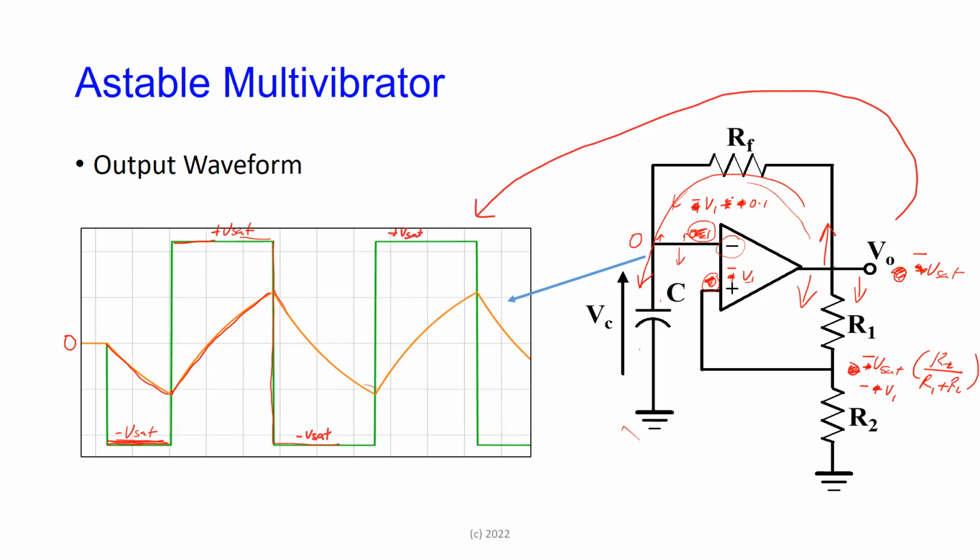And as soon as it gets a little bit more negative, the op-amp is going to flip to the positive. So it goes from minus Vsat to plus Vsat, to minus Vsat, to plus Vsat, right? And the only thing you have control over now is the charge and discharge of the capacitor. The capacitor is charging through RF and discharging through RF.